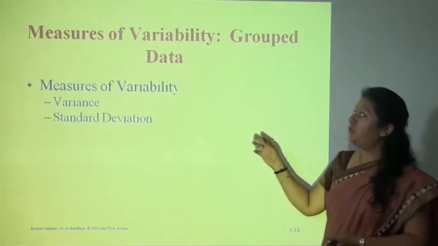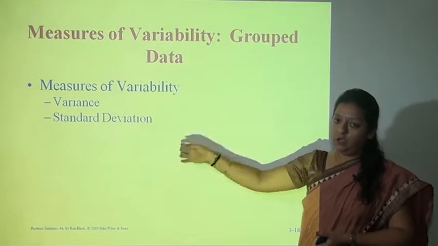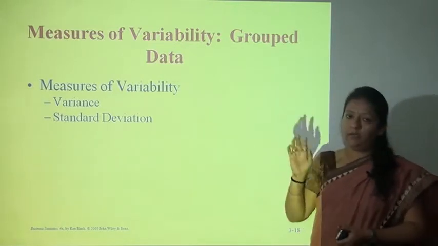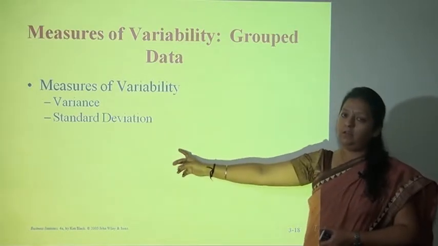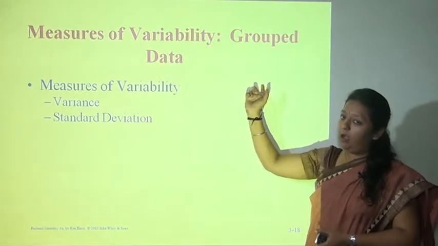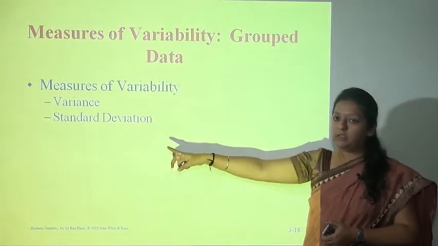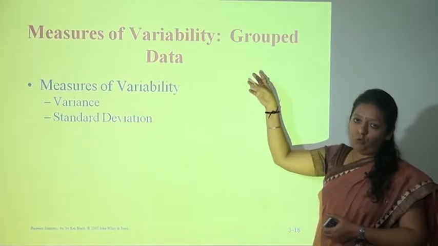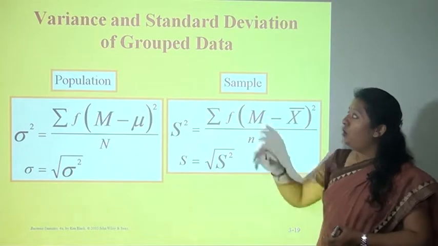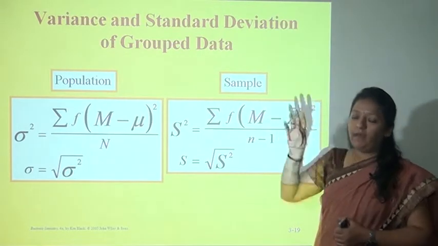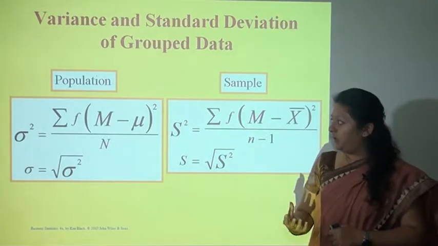Next is measures of variability for grouped data in terms of variance and standard deviation. We have discussed the measures of variability or dispersion, finding the variance and standard deviation for ungrouped data. Now we are going to discuss the variance and standard deviation for grouped data. We'll see how to calculate the variance or standard deviation when the data is grouped.